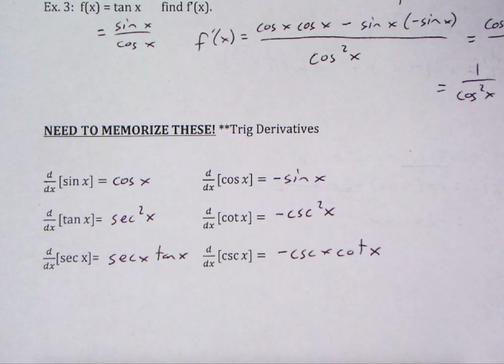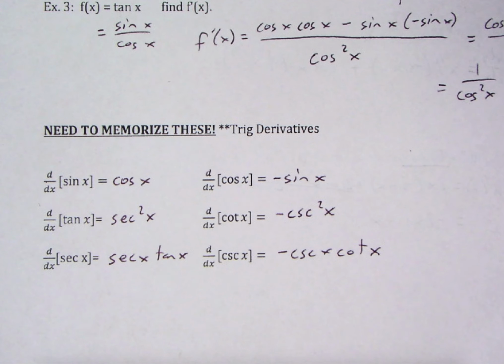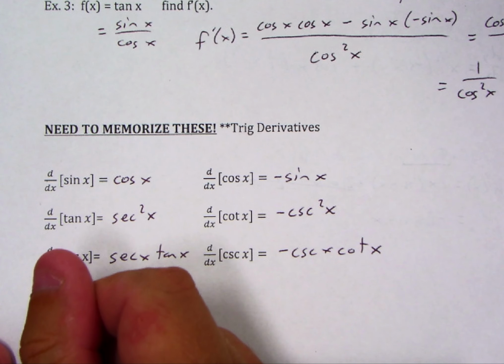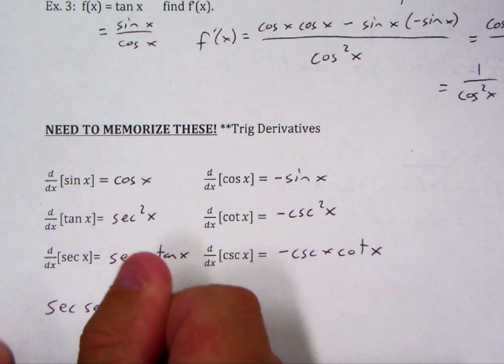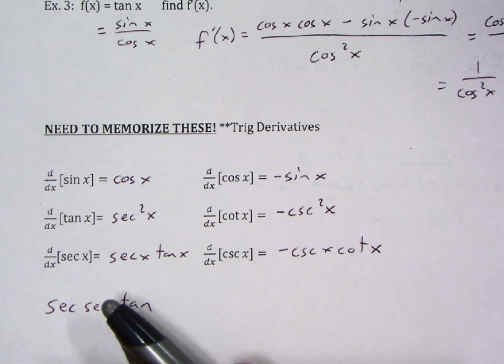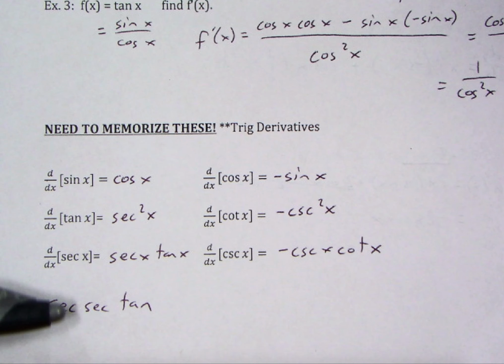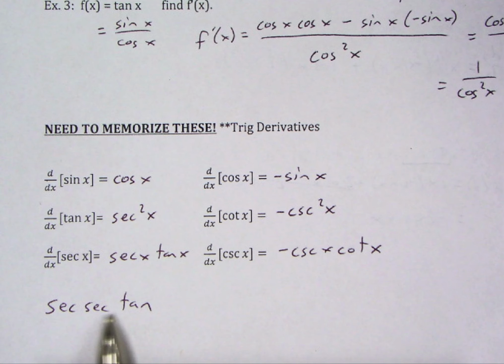I had a student a year or two ago tell me a trick they learned from YouTube on trying to memorize these, which I actually found to be pretty helpful, to be quite honest. She said, if you write out the phrase secant, secant, tangent, whichever one you want to find the derivative of, just cover it up, and you're left with the derivative. Like, if I want the derivative of tangent, if I cover up tangent, it's secant squared. If I want the derivative of secant, cover up secant, and it's secant tangent. So this little mnemonic device will actually find you the derivatives.